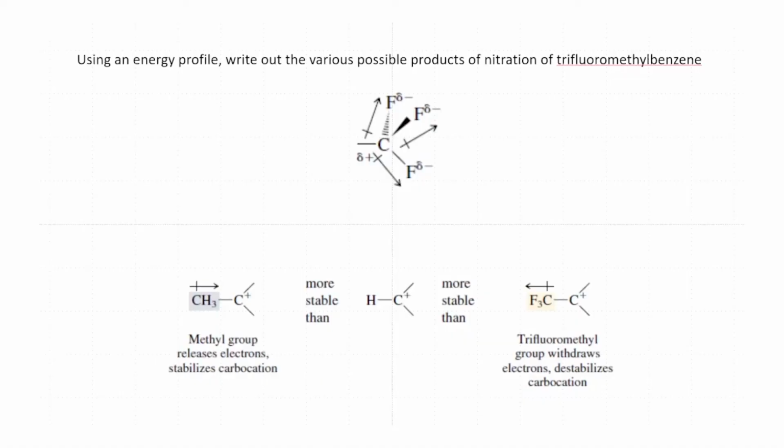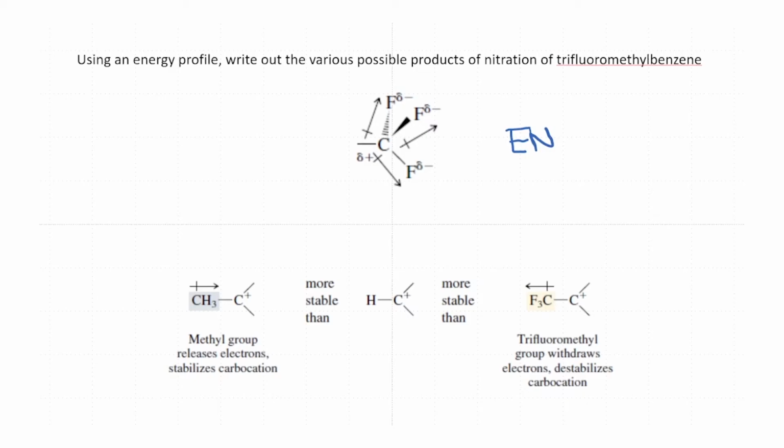Using an energy profile, write out the various products of nitration of trifluoromethylbenzene. So, trifluoromethylbenzene has a trifluoromethyl group. Fluorine is highly electronegative, so it's going to pull electrons through induction. And so, any group that is attached to a CF3 group is going to be electron deficient.